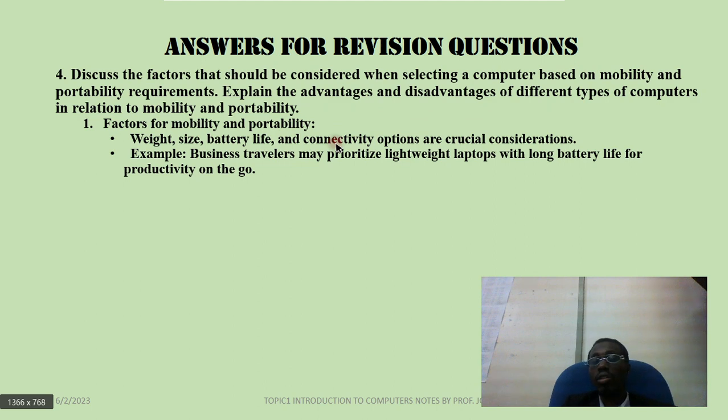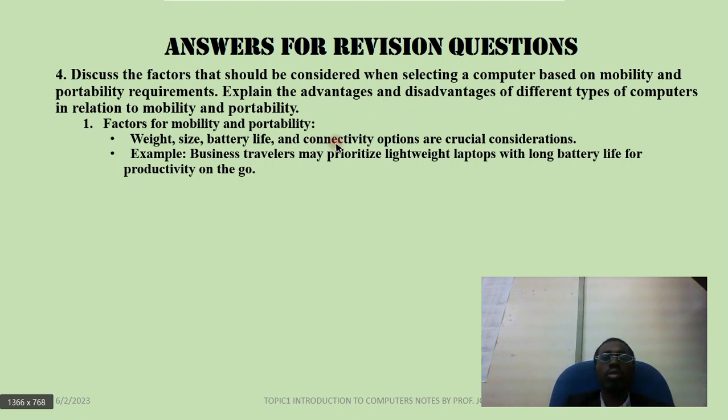You look at the weight of the device. If it is a phone, how heavy is it? If it's a laptop, how heavy is it? Battery life: mostly you buy an expensive phone because you know that the battery lasts longer. At least you can use it for a day before you charge it again. Connectivity: some phones or even computers take longer to connect to the internet. Such things are what you have to consider.